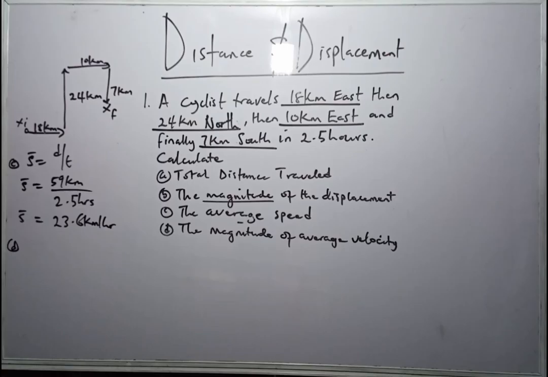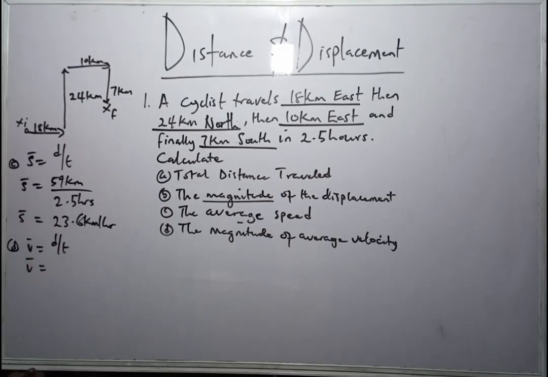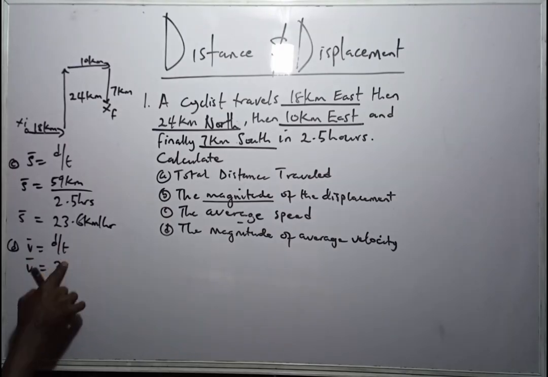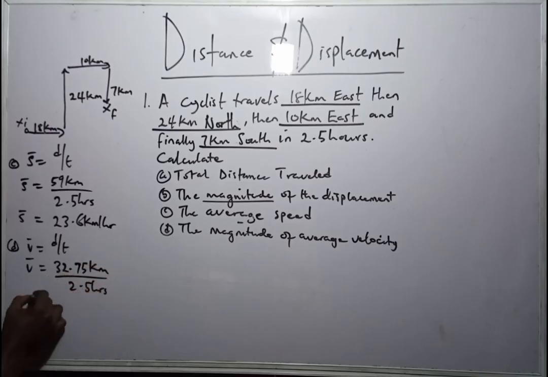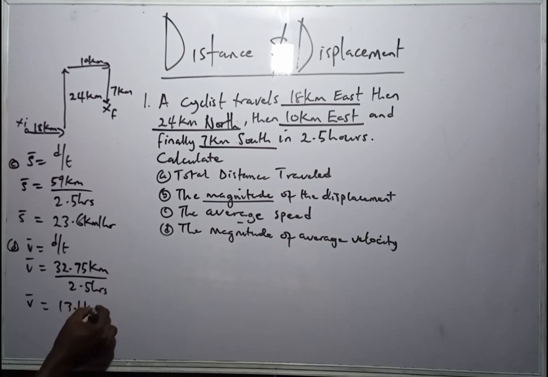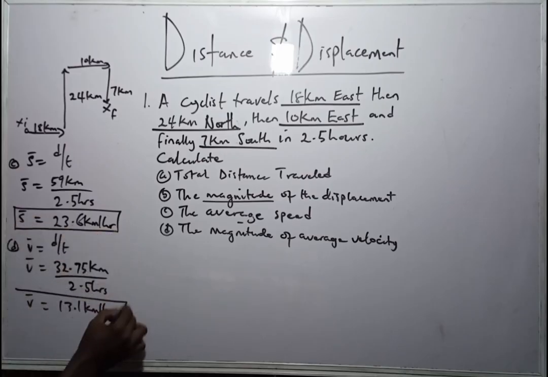And D asks us to find the magnitude of the average velocity. Average velocity is equal to displacement over time. Average velocity is going to give us 32.75 kilometers over time, 2.5 hours, and 13.1 kilometers per hour. So this is your answer for the average speed, and this is your answer for the average velocity.